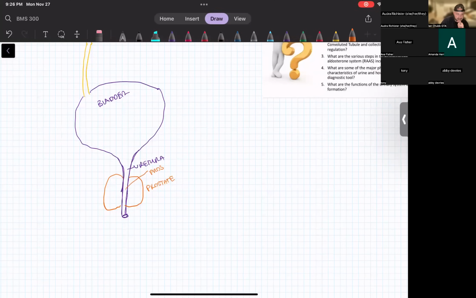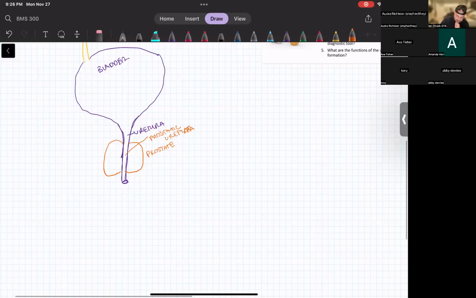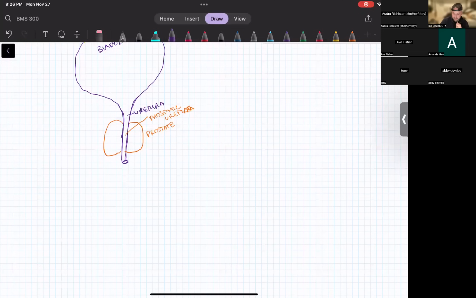You can call it the prostate. It's not prosthetic. Prostatic urethra. So where it goes through the actual prostate itself, and then we'll have the rest of the urethra that runs down through the penis. And then obviously the external part of it is on the end, or the glans penis, the end of the penis. That's where you're going to have the end of the urethra.